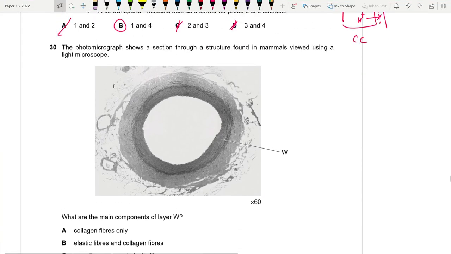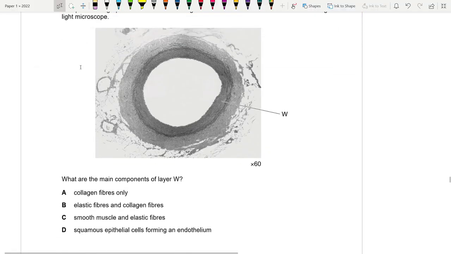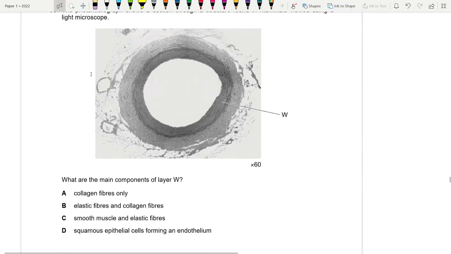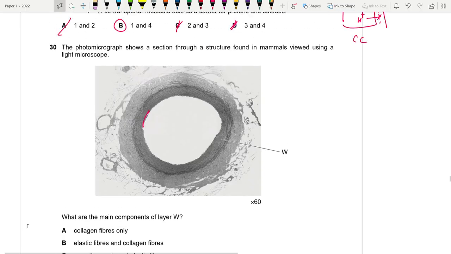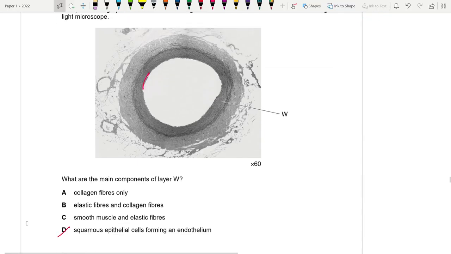30. The photomicrograph shows a section through a structure found in mammals viewed using a light microscope. Interesting. So it isn't D, because this is the endothelium. This is the endothelium, one layer thick. Okay. So the answer to this is basically C.